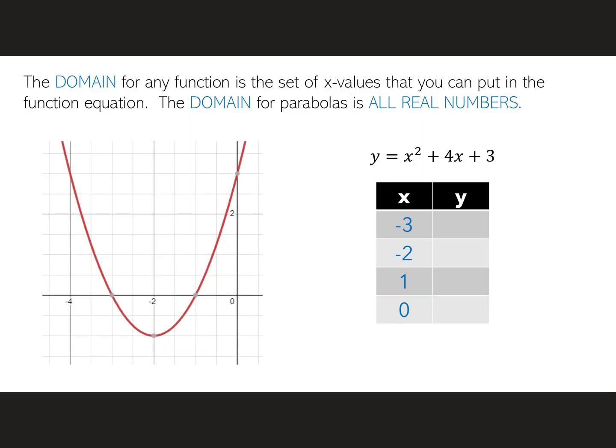The next two vocabulary words are domain and range. The domain for any function is the set of x values that you can put into the function equation. The domain for parabolas is all real numbers. If you look right here, my equation is x squared plus 4x plus 3, and I can put any number that's real in that equation and get something out for y. And so you see -3, -2, 1, 0, those are part of the domain, but it could go on 1, 2, 3, 4 million. That is your domain.